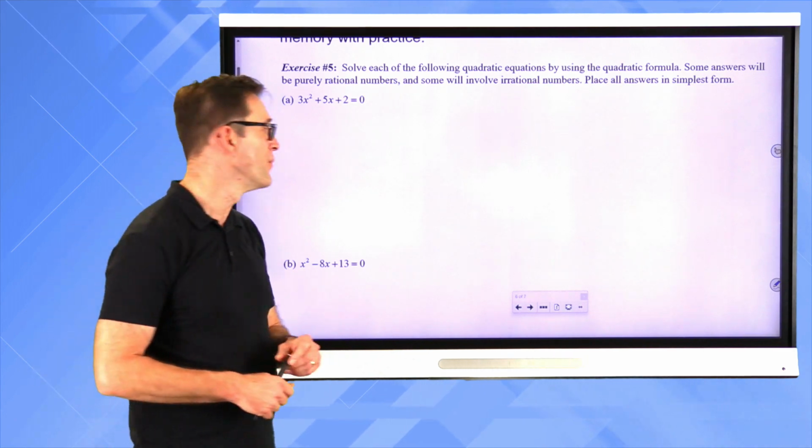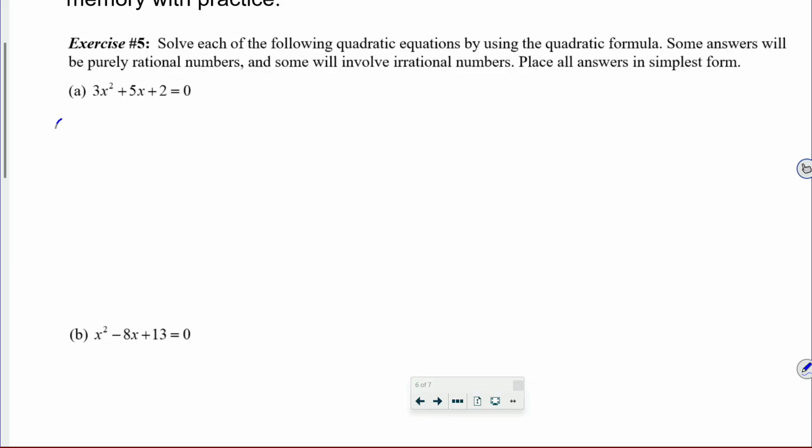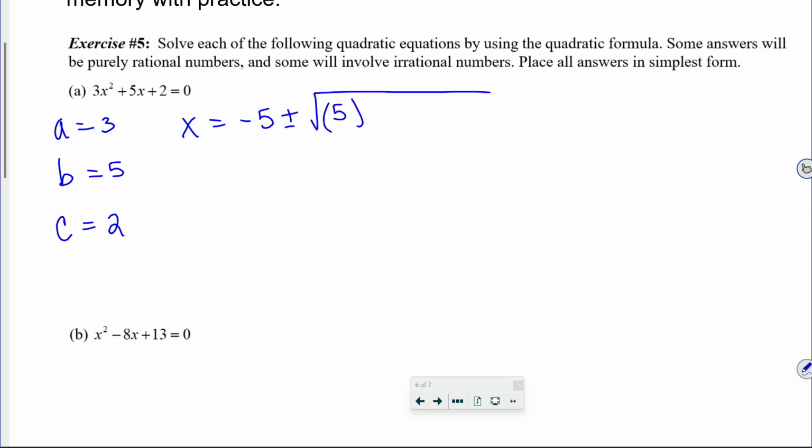All right, let's do it. So in letter A, we've got a is equal to 3, b is equal to 5, c is equal to 2. x is equal to negative 5 plus or minus the square root of 5 squared minus 4 times 3 times 2, all divided by 2 times 3.